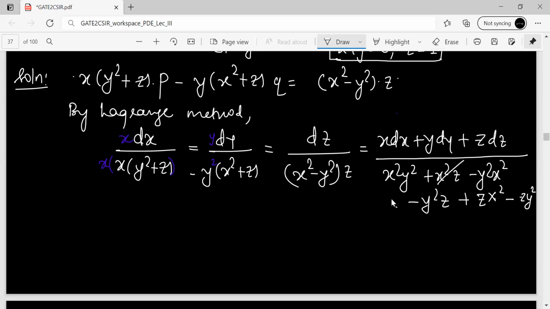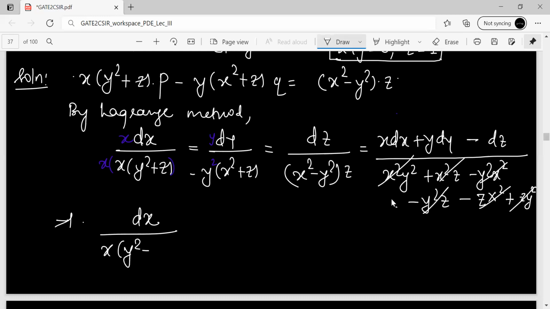I can't cancel this because these two signs are the same. So what if I do this? Minus, it will be plus. Now let's see. z y square is getting cancelled with this part, and z x square will get cancelled. This is minus, not plus, because I've subtracted. So it will be absolutely minus. Now you can consider any two pairs and say this part is going to be 0.